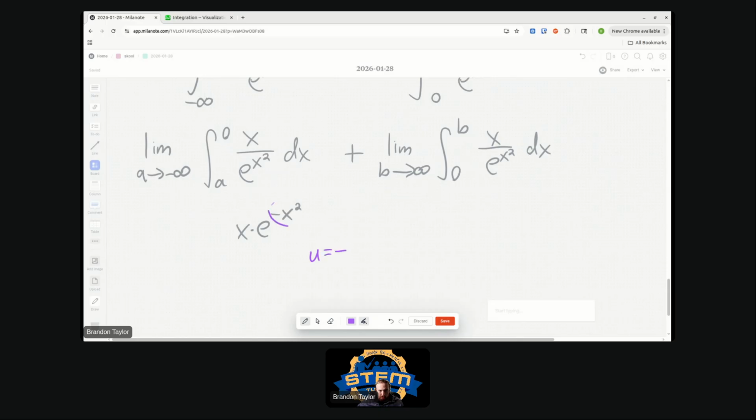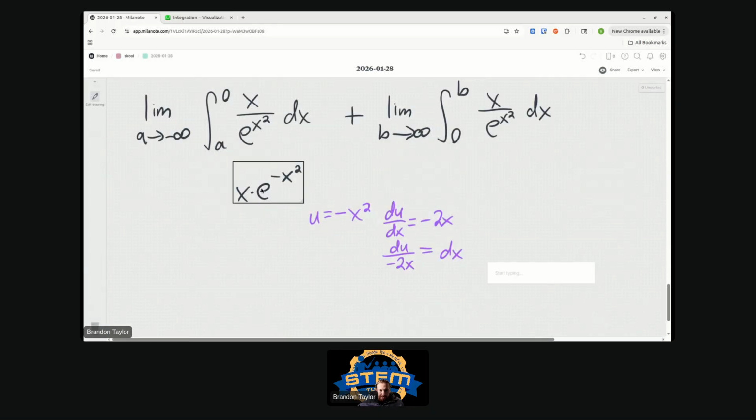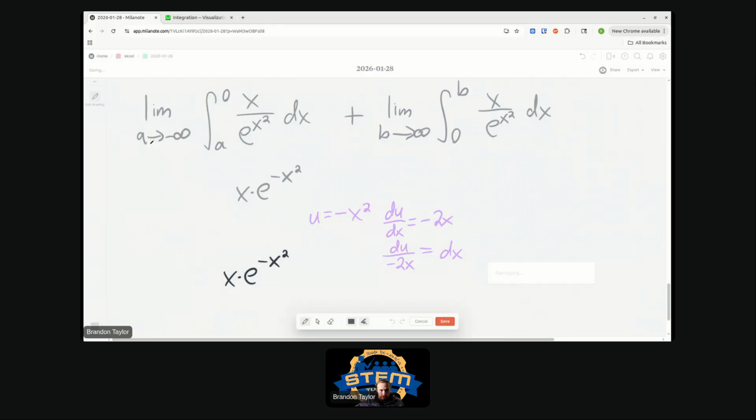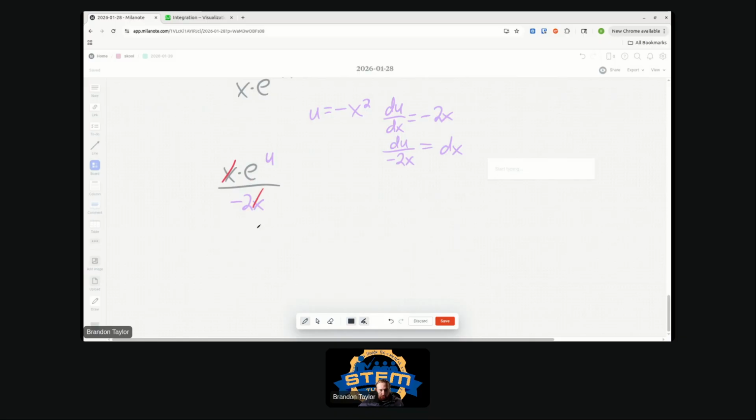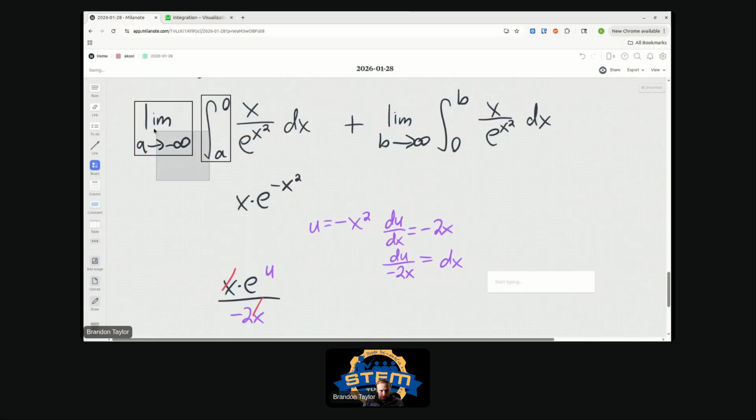U is equal to the inner function, which is inside the exponent, negative x squared. du dx is equal to negative 2x. So dx is equal to du over negative 2x. If we substitute that in, think about what happens here. We get basically e to the u times x over negative 2x, right? And then the x's cancel out. So long story short, we're getting negative 1/2 e to the u, which is integrable. So we can do that no problem.